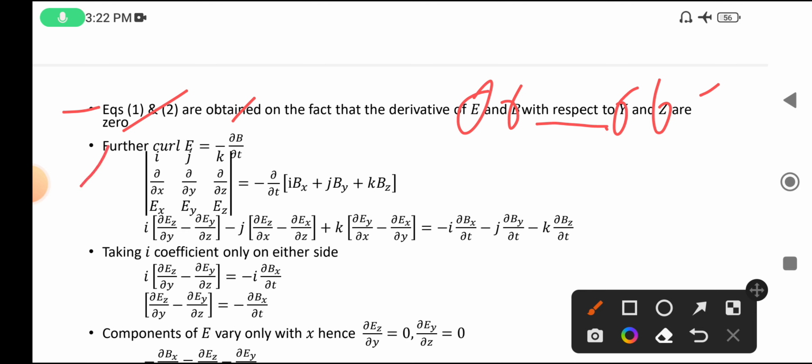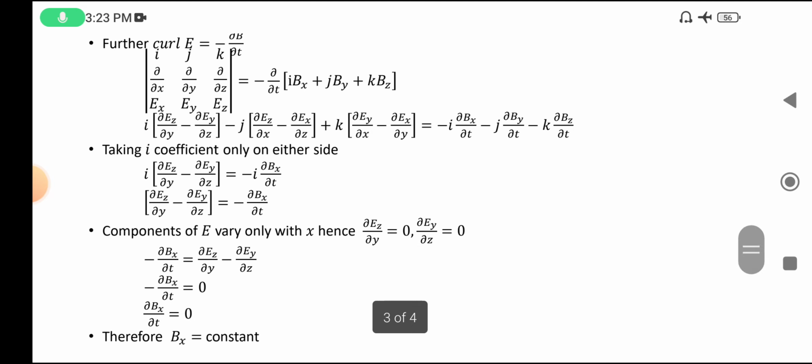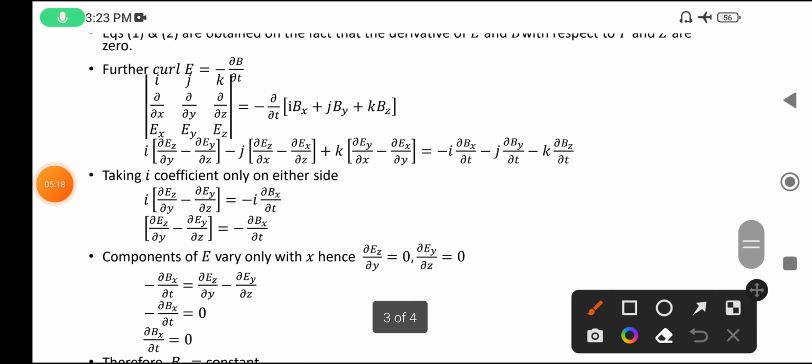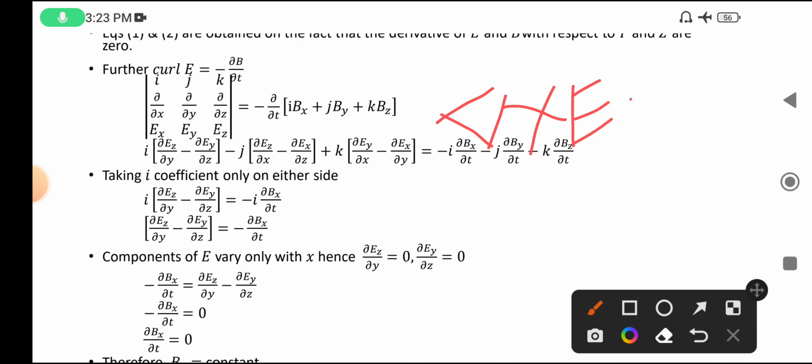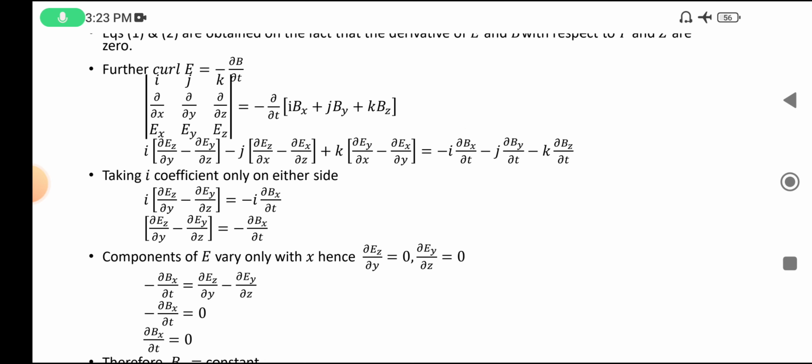Further, let me take the curl. By using the curl also, here we have to prove with all four Maxwell equations. Already we proved with two Maxwell's equations. Now with the other Maxwell's equations. Next, the third Maxwell equation. What is the third Maxwell equation? Del cross E is equal to minus dou B by dou t. Here it is written del cross, and in determinant form we have to take it.